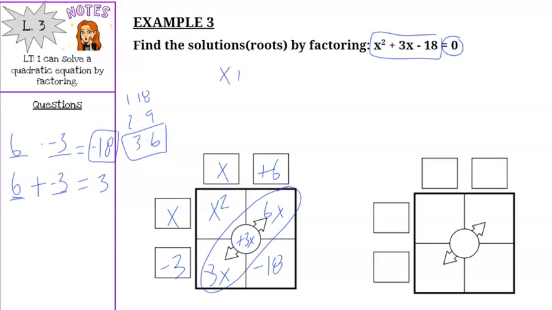We write that in factored form. X plus 6 times x minus 3 equals 0. And now we just have to find our solutions. What does x need to be to make that true? We split it up into our 2 equations, which we were doing last time. We have x plus 6 equals 0, and we have x minus 3 equals 0. I would like you to solve those 2 problems and let me know what your answer is in Edpuzzle.